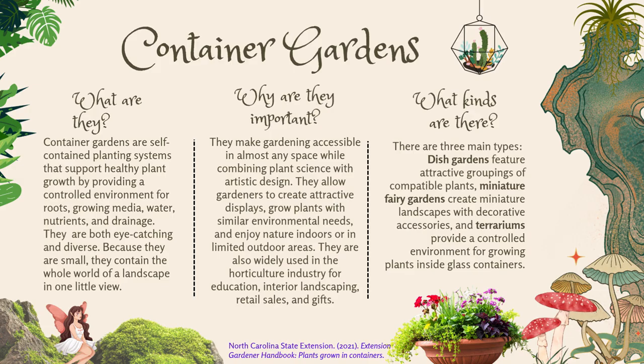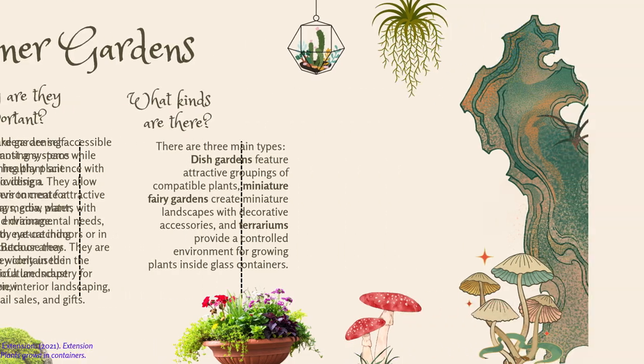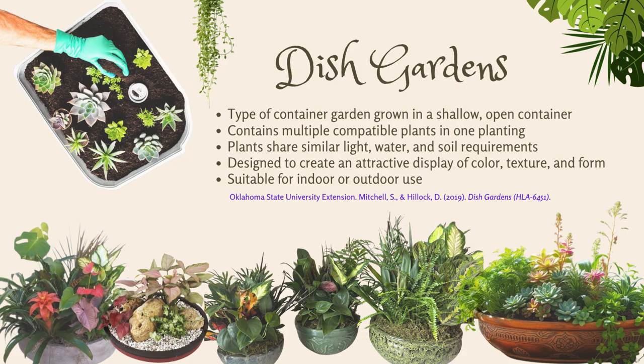Container gardens are important because they allow people to garden almost anywhere. They're ideal for patios, apartments, offices, classrooms, or other locations where traditional gardening isn't practical. The three main types we'll discuss today are dish gardens, miniature fairy gardens, and terrariums. While each has a different appearance and purpose, they all rely on selecting compatible plants and providing the proper growing environment. We'll begin with dish gardens.